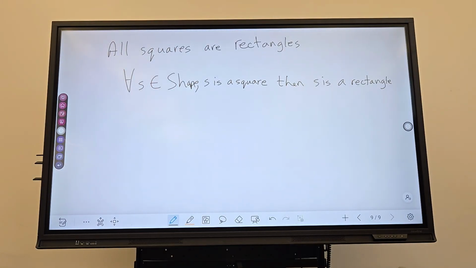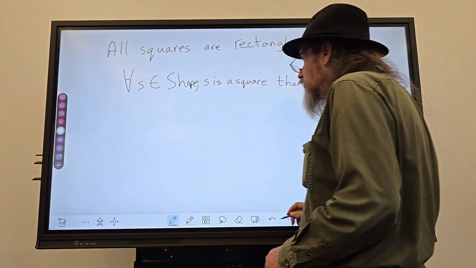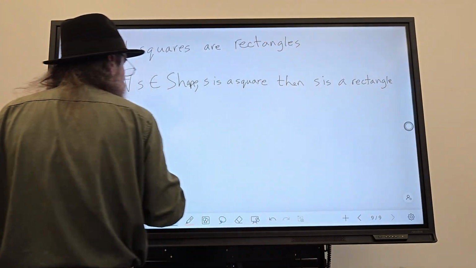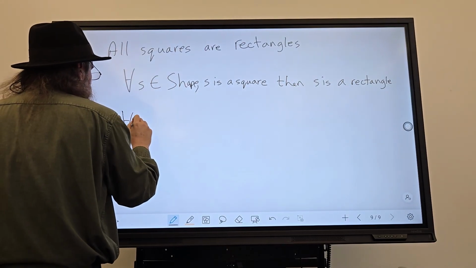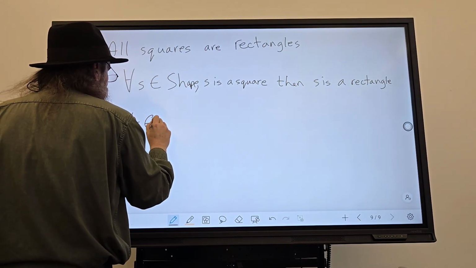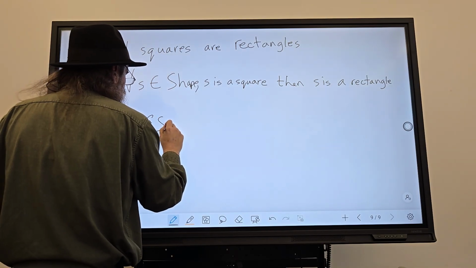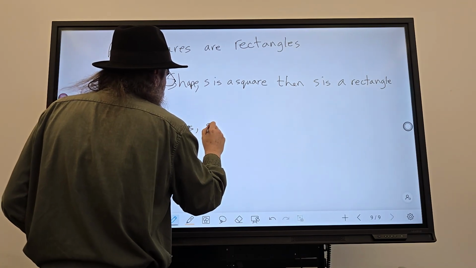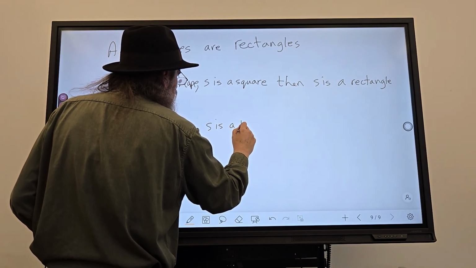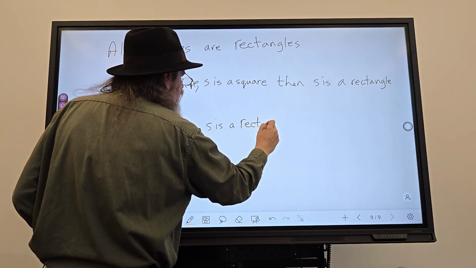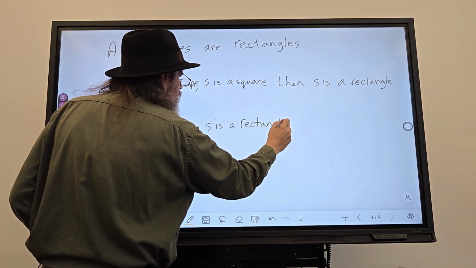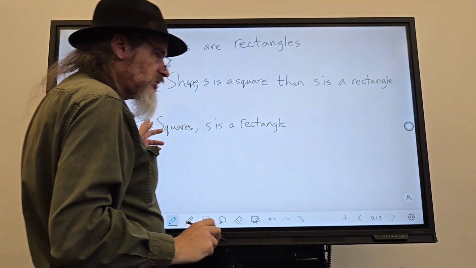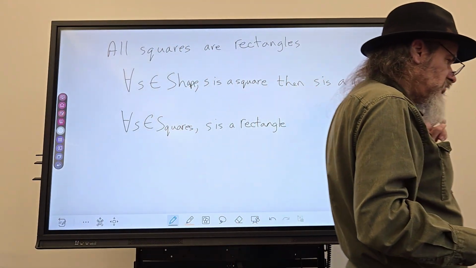Okay. This can also be written as: for all S element of squares, S is a rectangle, because squares are a subset of shapes.